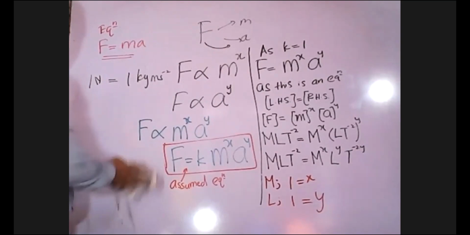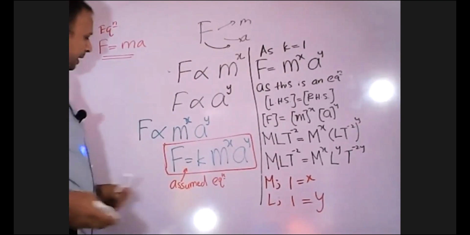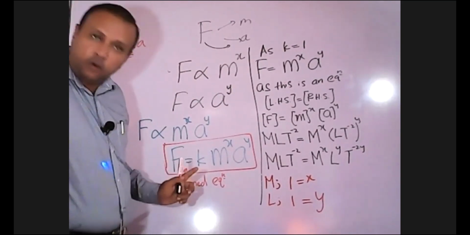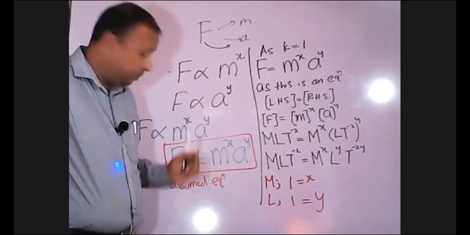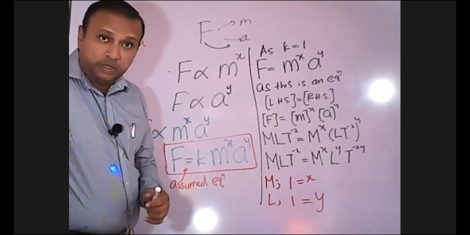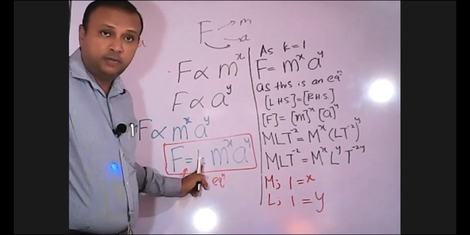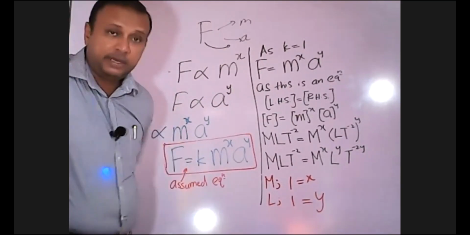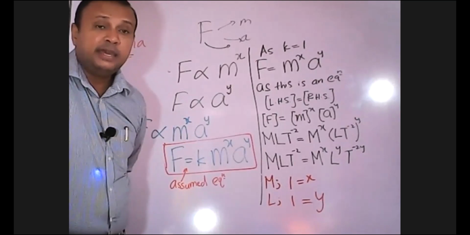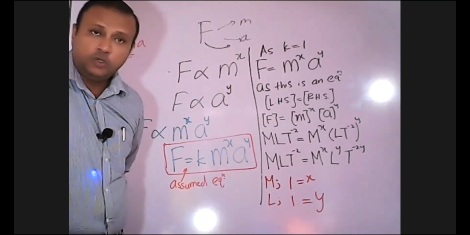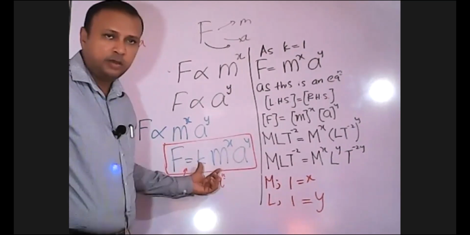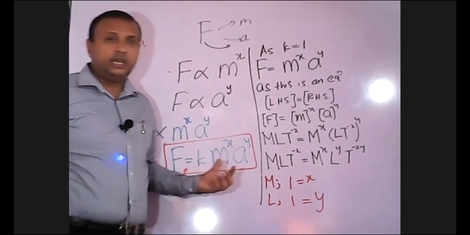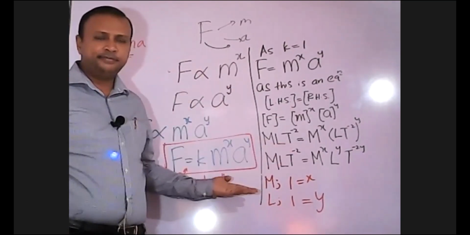Actually, K should be a number. Otherwise, the dimension of K should be given. Or otherwise, the value of K should be given. You don't want to worry about K, because in this method we cannot determine K.